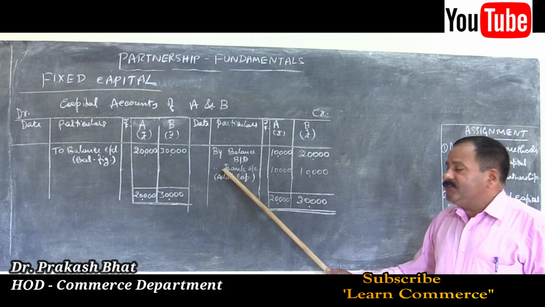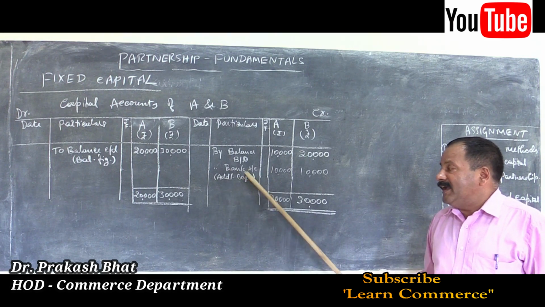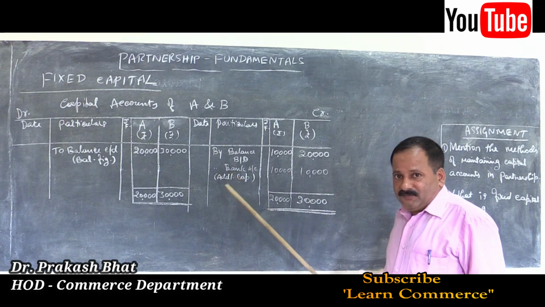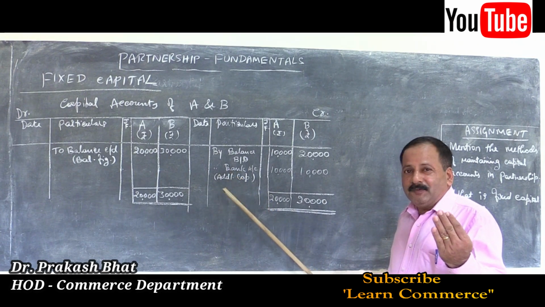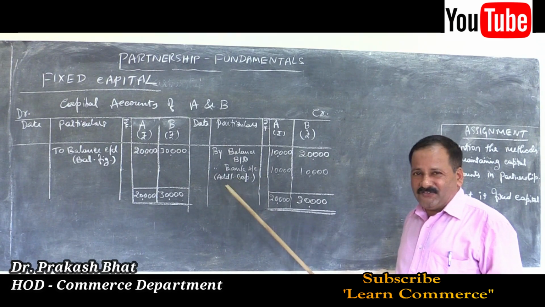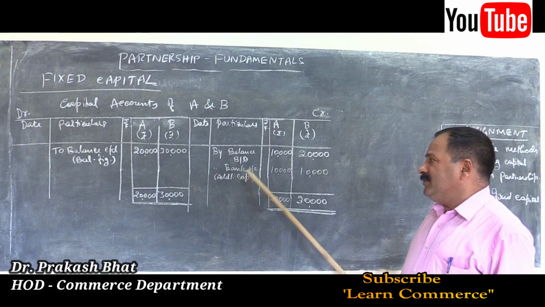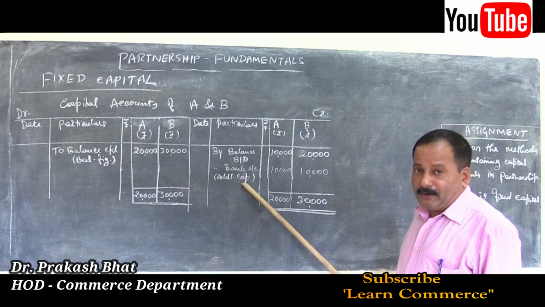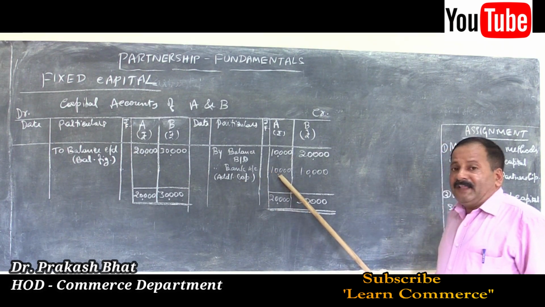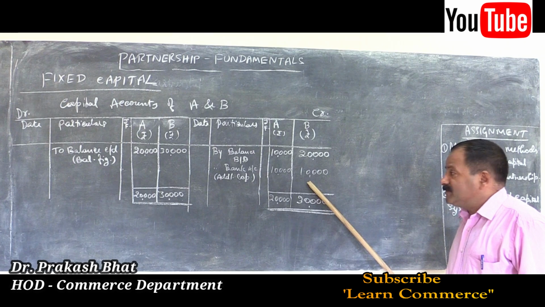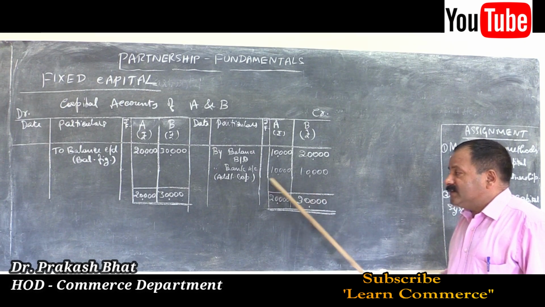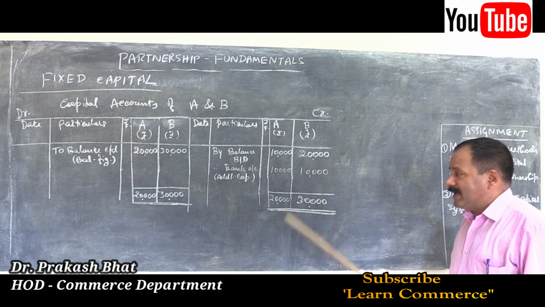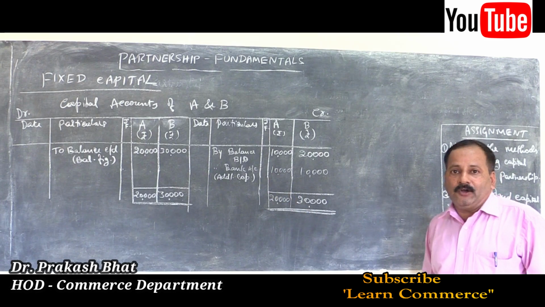Here, when additional capital is brought in, the journal entry is bank account debit to partners' capital account. Bank or cash, mostly the transactions will be done nowadays through bank only. Cash chances are rare. So, by bank account, additional capital brought in. Here, A brought 10,000 as additional capital and B has brought 10,000 as additional capital. So I have entered 10,000 and 10,000 in A and B's capital accounts. No other entries are recorded.